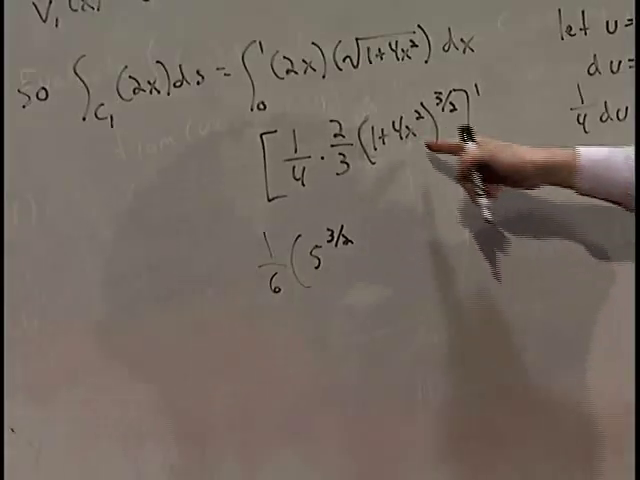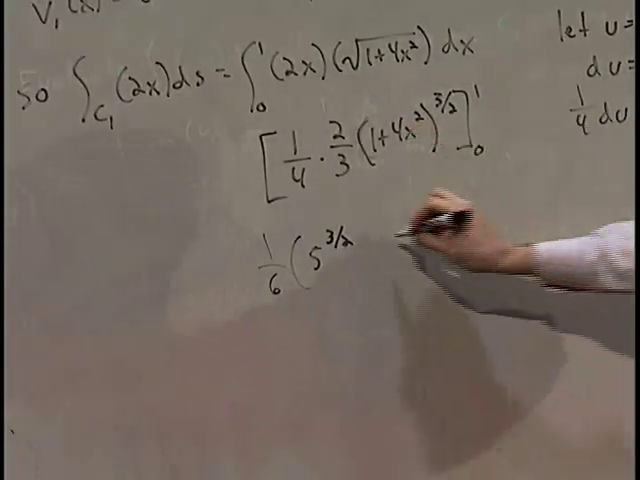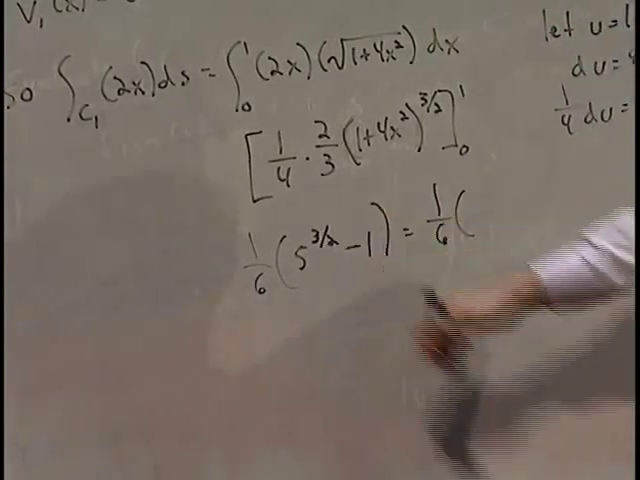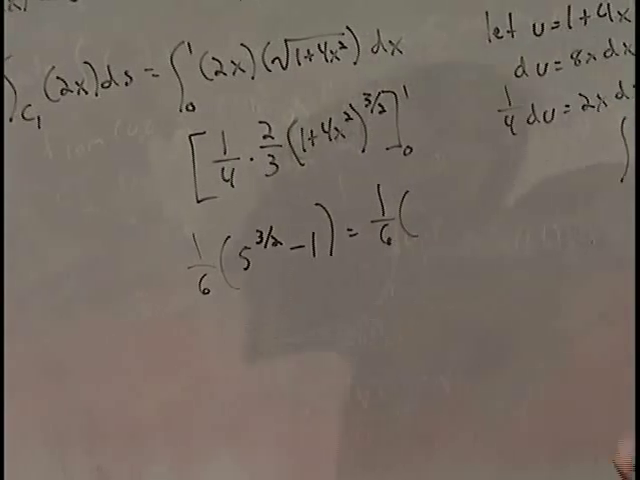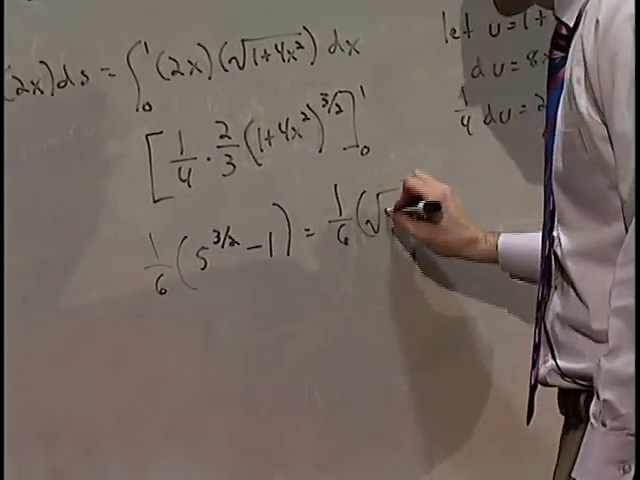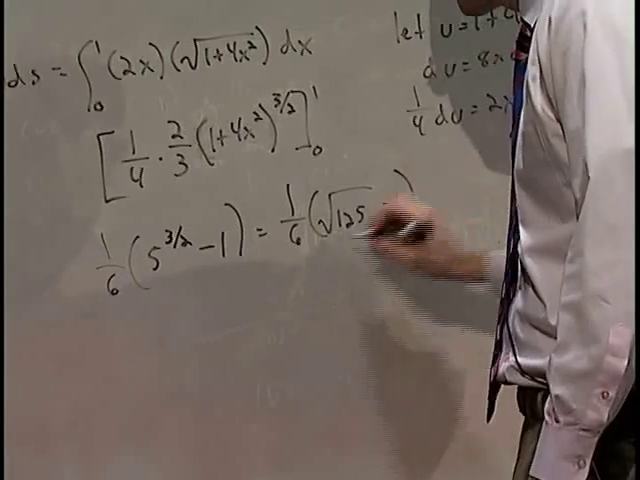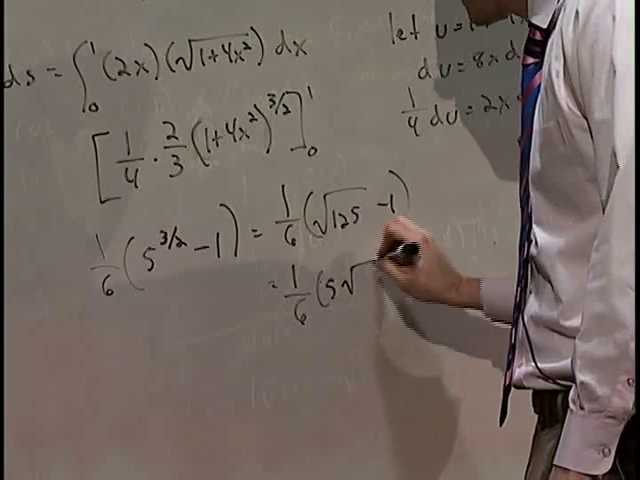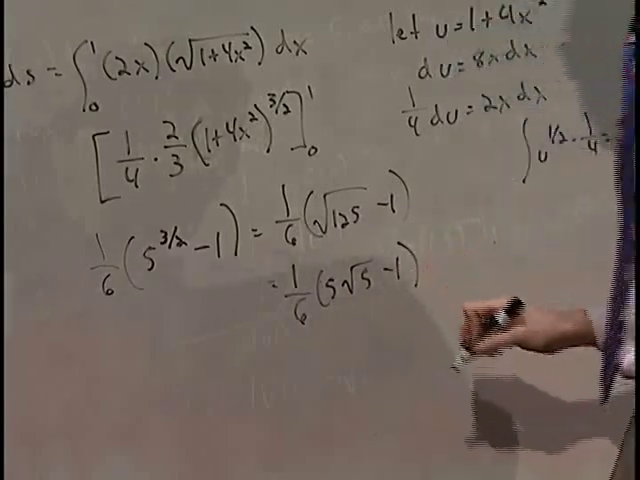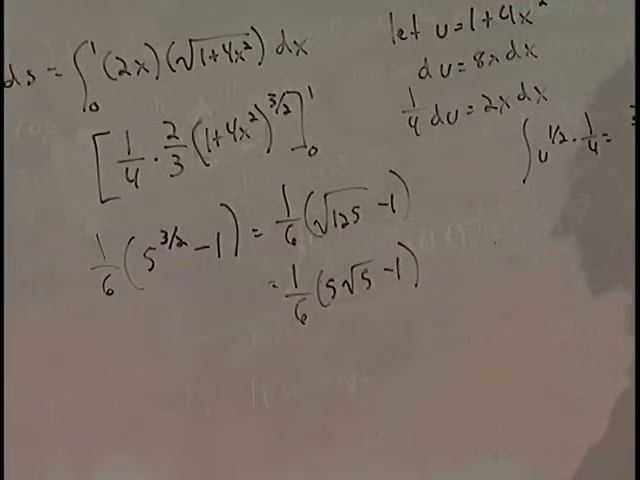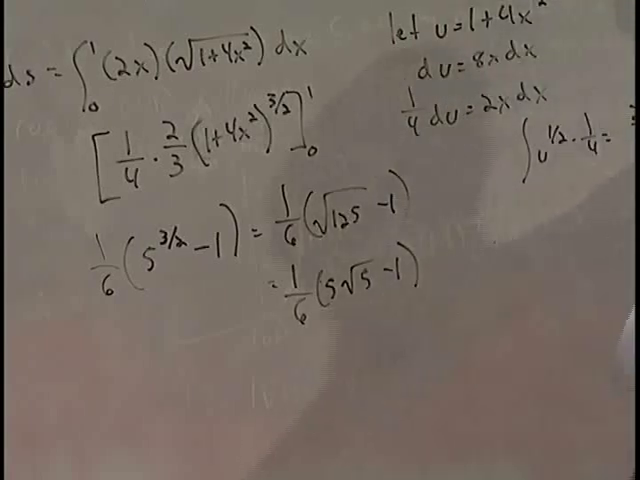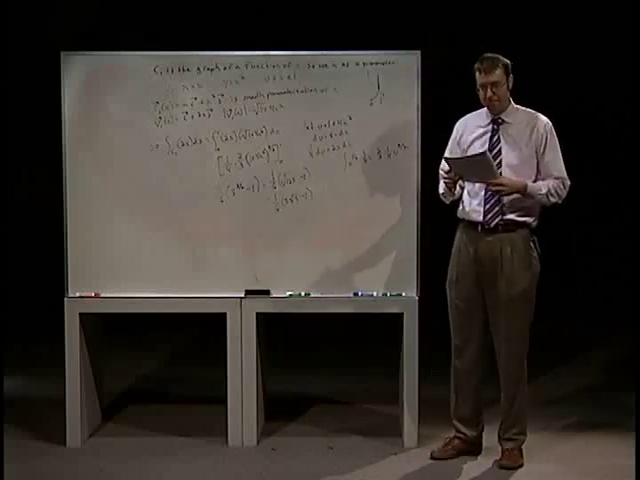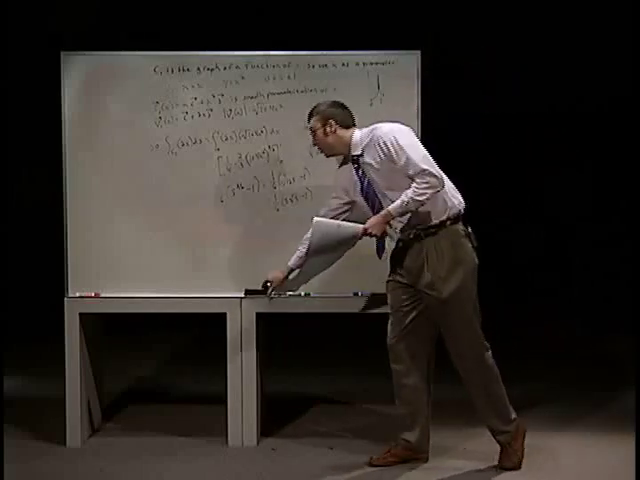And when you plug in 0 in there, you get just 1 to the 3/2. You get this -1. And let's see, 5 to the 3/2 is the square root of 5 cubed. So that's the square root of 125 minus 1. You could pull out the 25 there, and you get 5 root 5 minus 1. So there is the line integral of that first part. So this is the integral of f over that first part only, C1. Okay? All right, let's try C2.